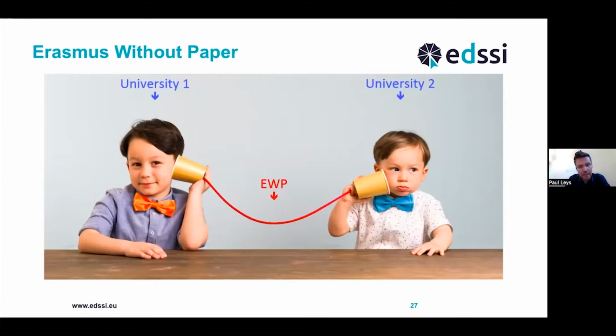Now, on this picture, what you see here is that there are two universities, higher education institutions, communicating with each other, and the protocol, that's how they communicate, that's EWP. So EWP does not interfere with how you are organized or how you manage everything internally. But what EWP does is it's a communication protocol that those two universities need in order to connect to each other.